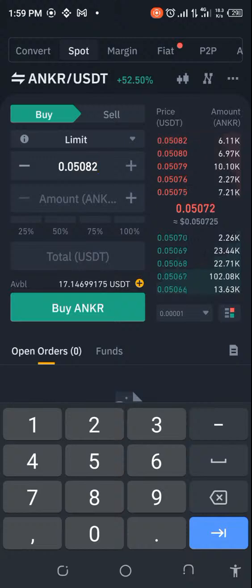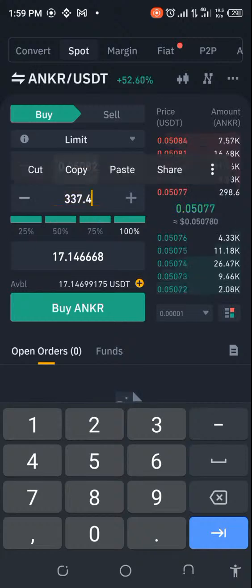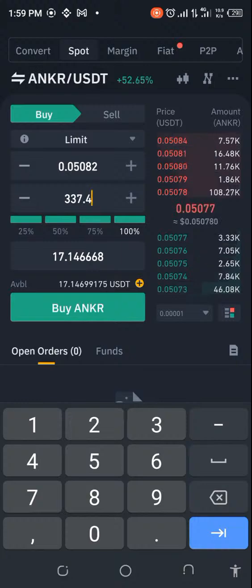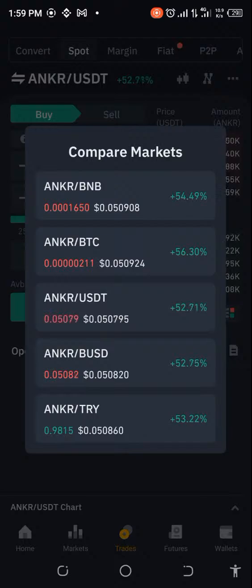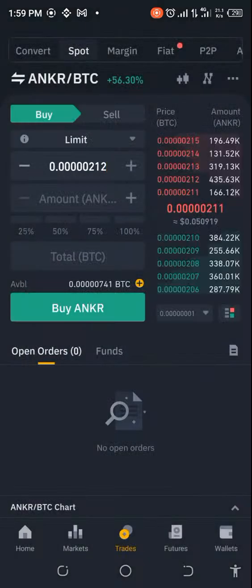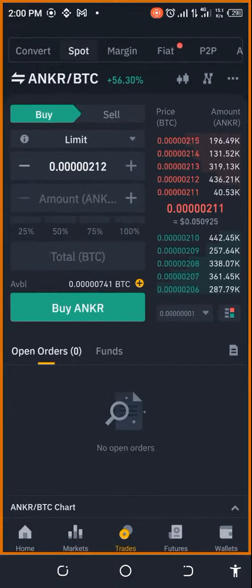If I do a little simulation just to see what I will get, let's copy that. This is on 05082. Okay, so let me go sell that to the BTC market. Let's see what it is here. Okay, you can actually see this here.